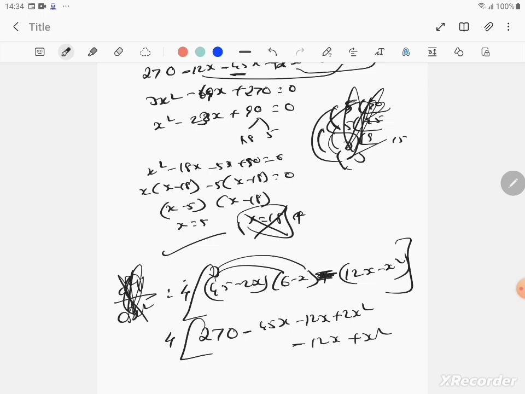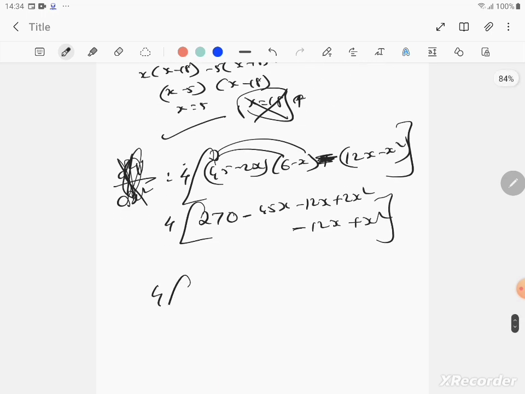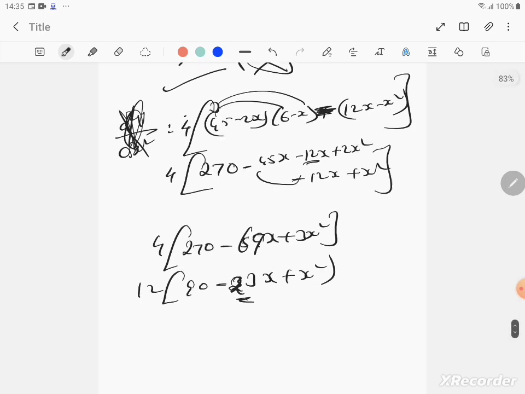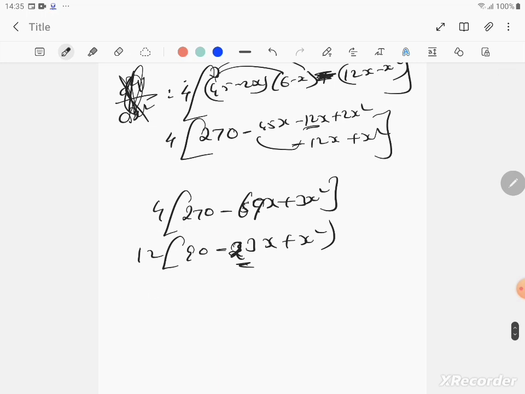So what we are getting here is 4 into 270 minus 57x. Oh, there's also 12. So it's 69x. Plus 3x square. I've consolidated this. Now I can take a 3 completely out. 90 minus 23x plus x square. And now again I can factorize this. But I know I have to rearrange and write it x square minus 23x plus 90. And you'll get the same answer.